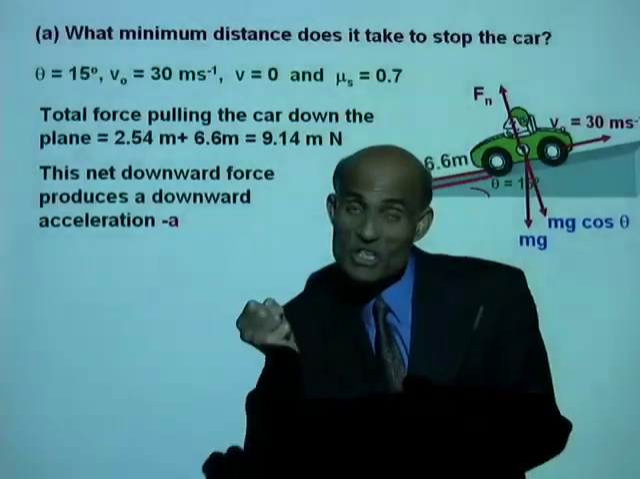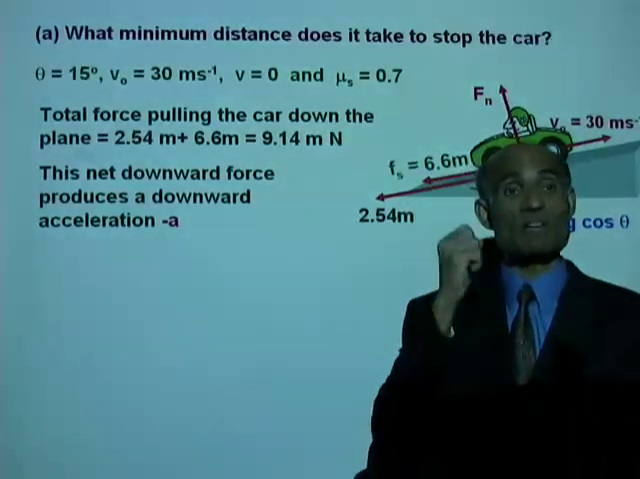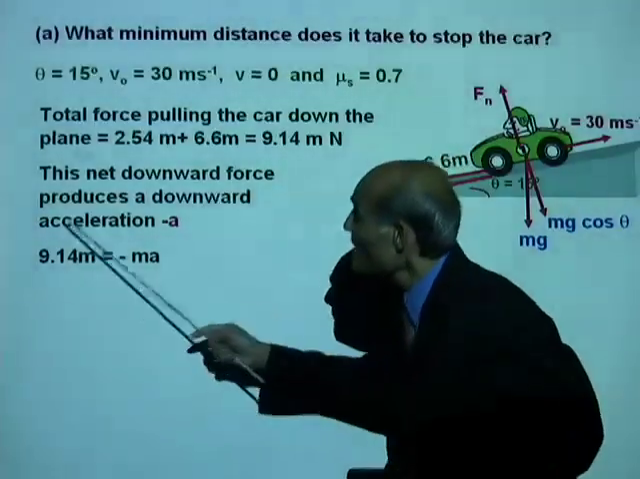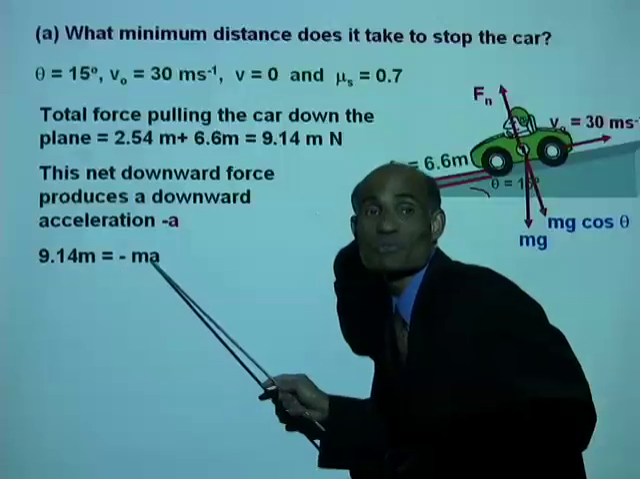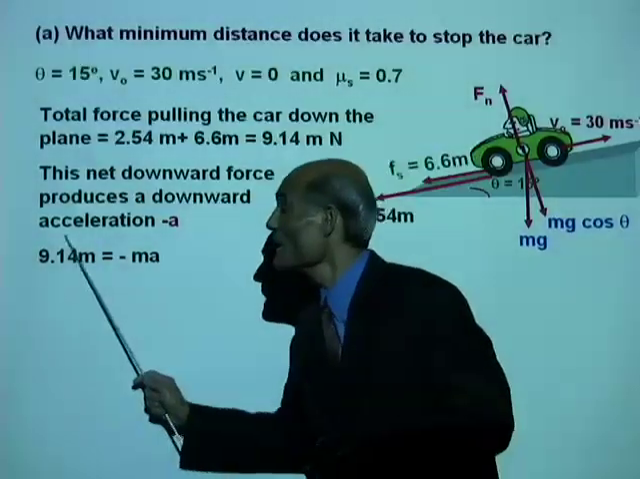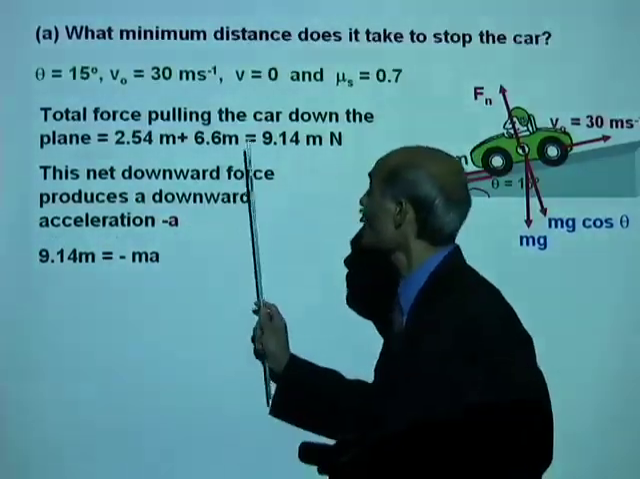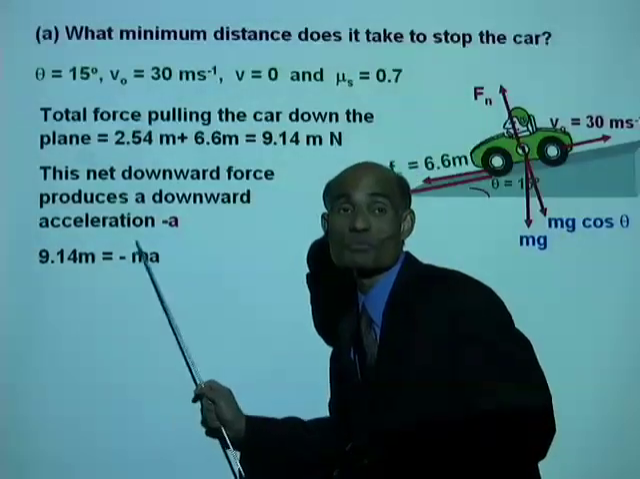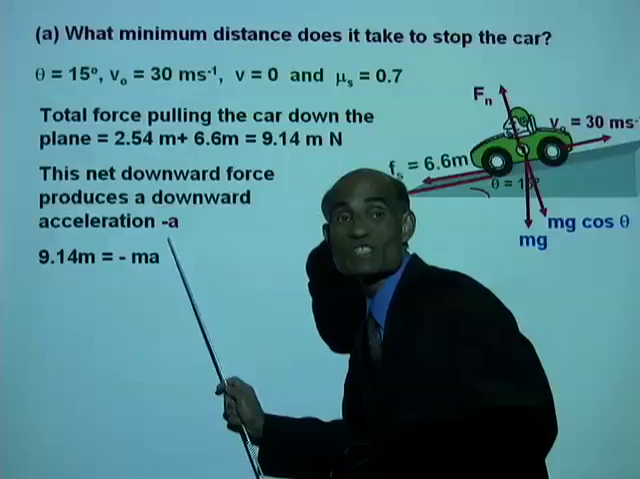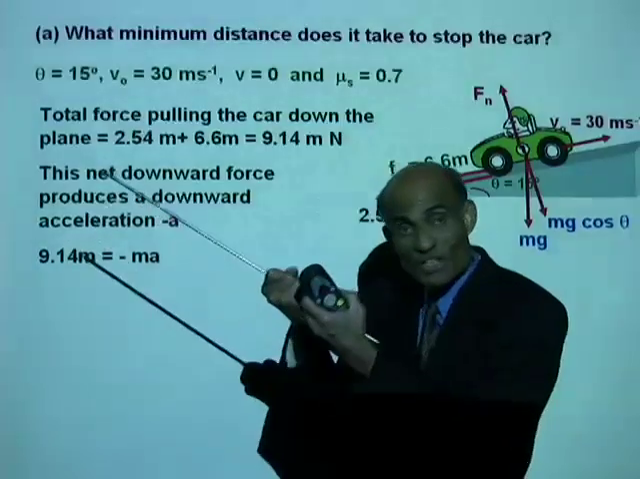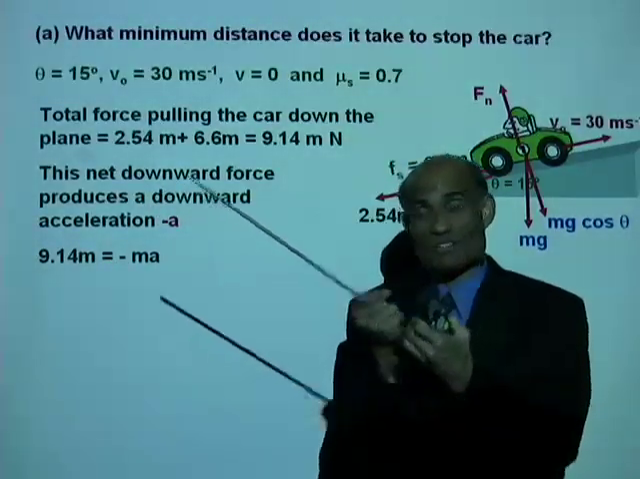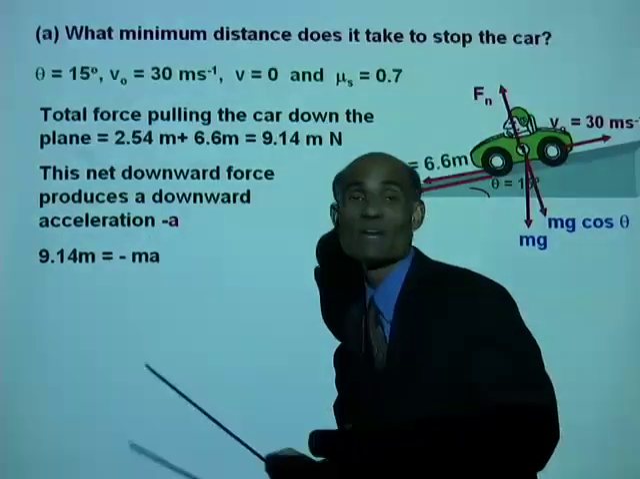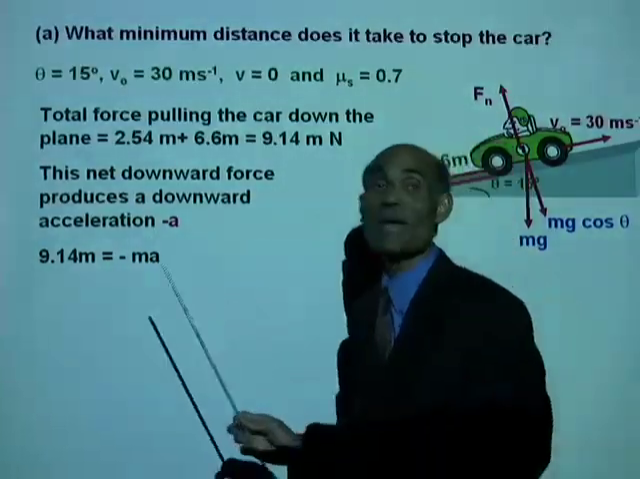The acceleration is negative because it is opposite to the direction of motion. So that net force equal to ma. You see that? The net force on the car is 9.14 m. That net force produces an acceleration negative a on the car. Negative acceleration, downward acceleration, such that 9.14 m equal to negative ma.